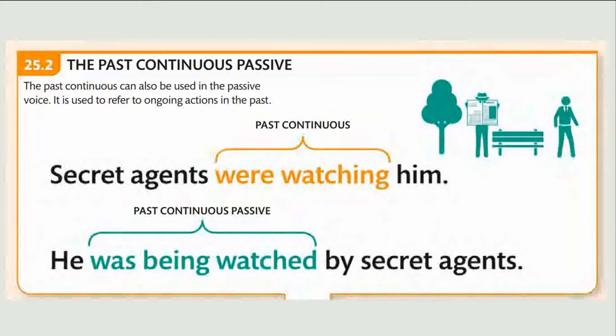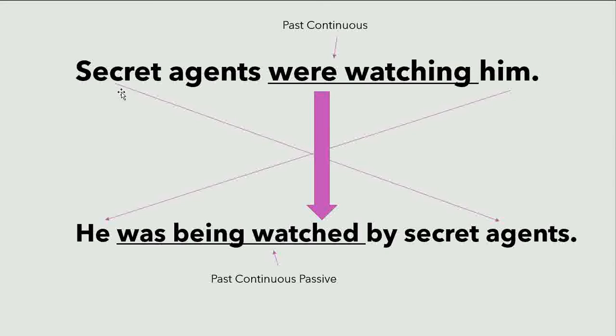Let us see how this was changed. Secret agents were watching him. Secret agents, the subject, came towards the end of the sentence as the object of the verb. The object of this verb becomes the subject. The verb watching was changed to was being watched. Being is introduced over here because of the continuous tense in the passive. The sentence becomes: he was being watched by secret agents.